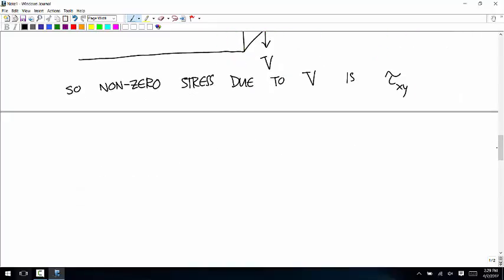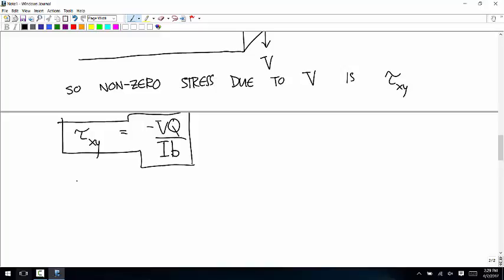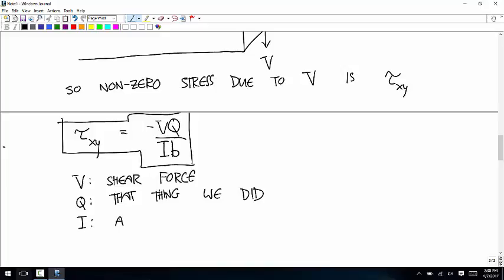So now here's the formula. Tau xy is equal to negative shear force times Q divided by I, that's the area moment of inertia, times B. So V is shear force. Q is that thing we just did. I don't remember what it is. It's a first moment of an area somehow, but I really don't remember ever seeing a name for it. That's what we did. I is the area moment of inertia.